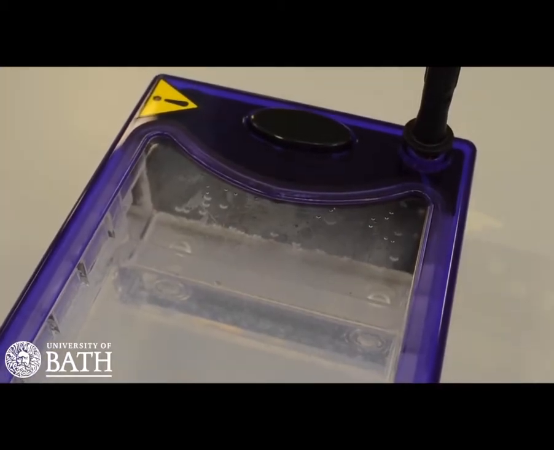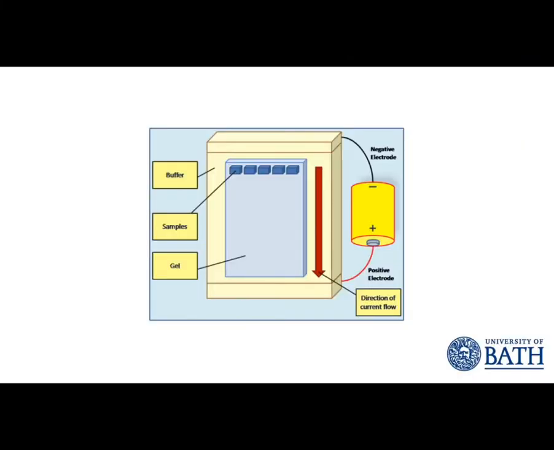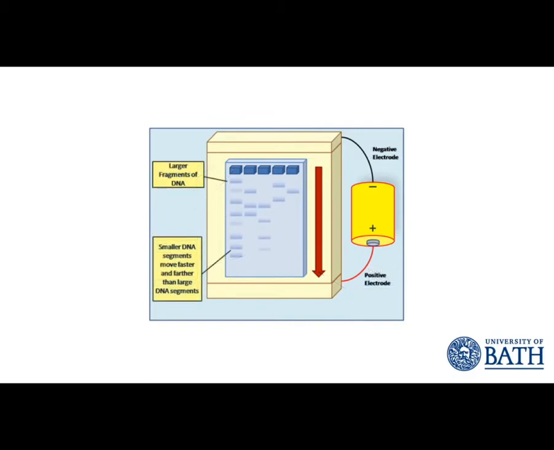You should see bubbles moving inside the gel box as a result of the current being passed through. During the electrophoresis process, the DNA samples will separate based on their size. Shorter strands of DNA will move along the gel more than the longer ones.